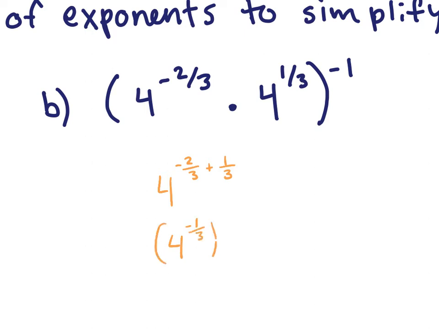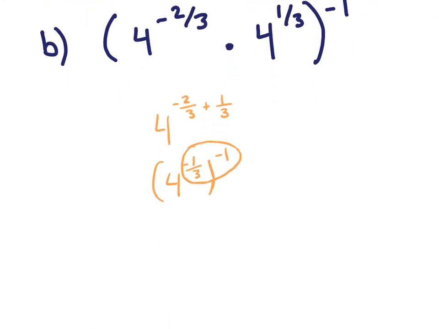But that's still to the power of negative 1. So what do we do? Would that make a positive? What operation are we doing when we have an exponent raised to an exponent? What do we do with these two? An exponent raised to the exponent. We multiply them. So we multiply these two numbers.